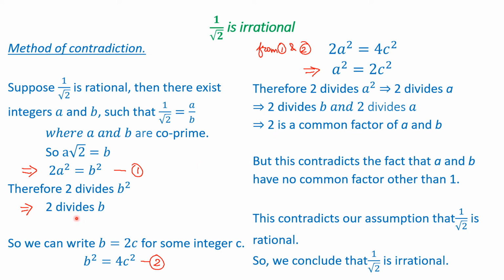So I have got 2 divides b and 2 divides a, and that means 2 is a common factor of a and b. But this contradicts the fact that a and b are co-prime, that is, there is no common factor other than 1. Which means it contradicts our assumption that 1 by root 2 is rational, and therefore we conclude that 1 by root 2 is irrational.